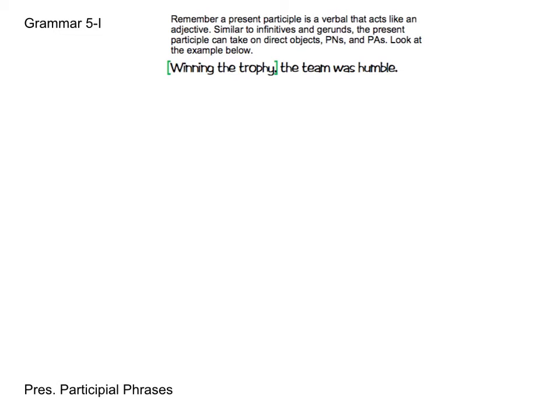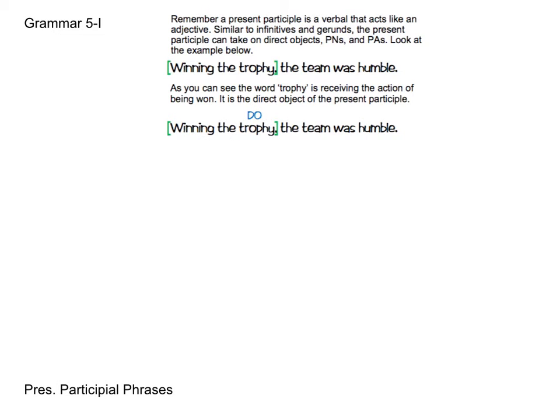Winning the trophy, the team was humble. Well, we know that winning the trophy is our verbal phrase in this sentence, and we know that we can break down this phrase because there's more than just the participle in it. So we can see that in this phrase, the word trophy is receiving the action of being won, making the trophy the direct object of the participle. But remember, that whole phrase is going to be modifying our subject team within that sentence. So once again, we're noticing that there are functions of speech within a phrase, as well as it has its own function within the sentence.